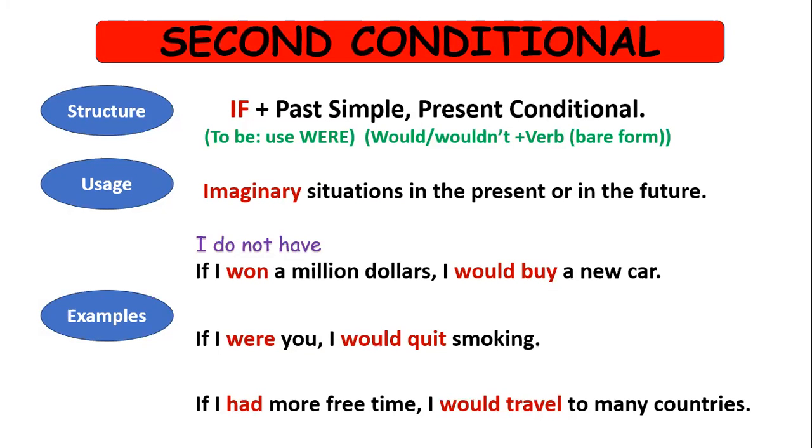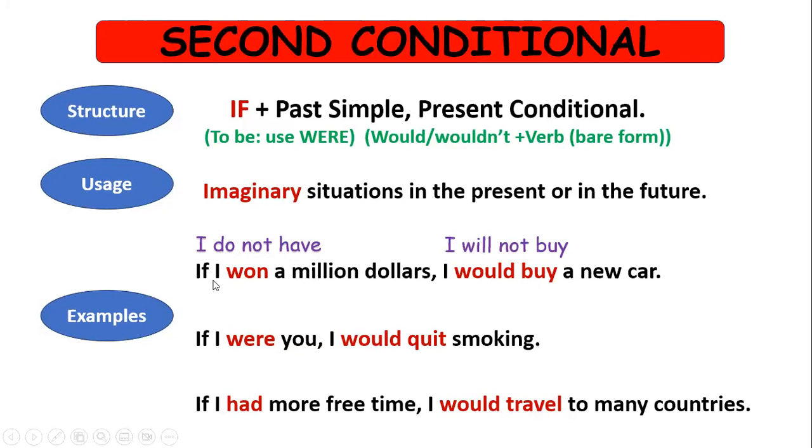I'm talking about something I am hoping for, or I'm trying to imagine a situation in the present. If I won $1 million, I would buy a new car. Okay? What does this mean? The reality, the real situation here is that, of course, I will not buy a new car. Why? Because I simply do not have $1 million, you see? Okay? What is the structure here? This is the tricky part.